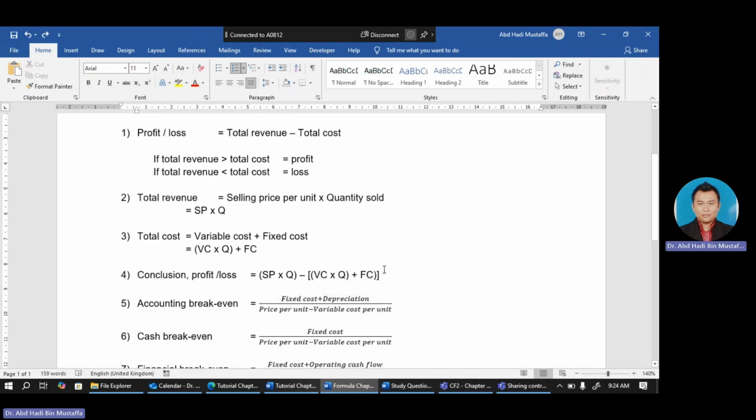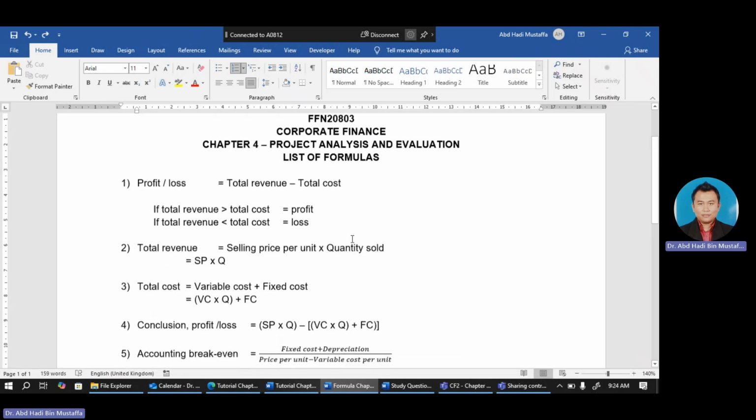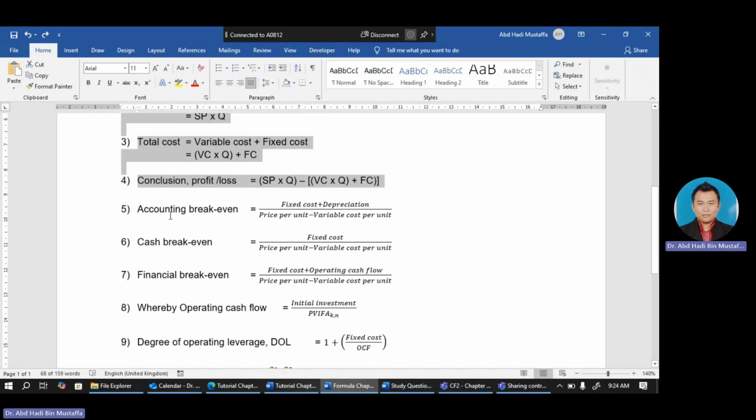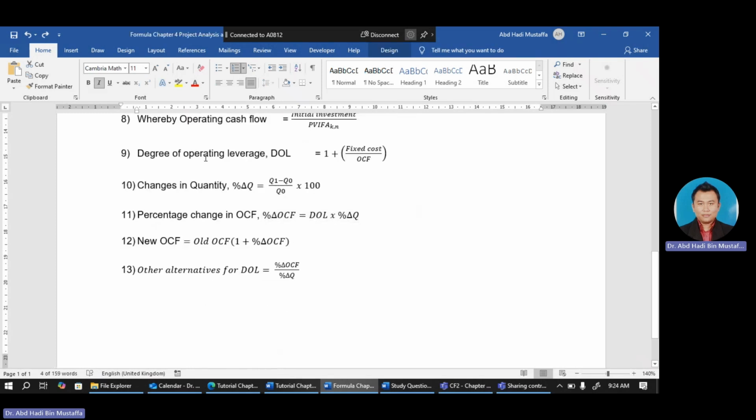Okay, I recap again. Chapter 4 has 3 sections. The first is the section to calculate profit and loss based on total revenue and total cost. That was the first one, from yesterday. The second part is to calculate break even, accounting break even, cash break even and financial break even, including operating cash flow, if operating cash flow is not given. And the last part is to incorporate DOL. From the old DOL to the new DOL, you must find changes in quantity, percentage change in OCF, new OCF, and at the end of the day go back to formula number 9 to find the new DOL.